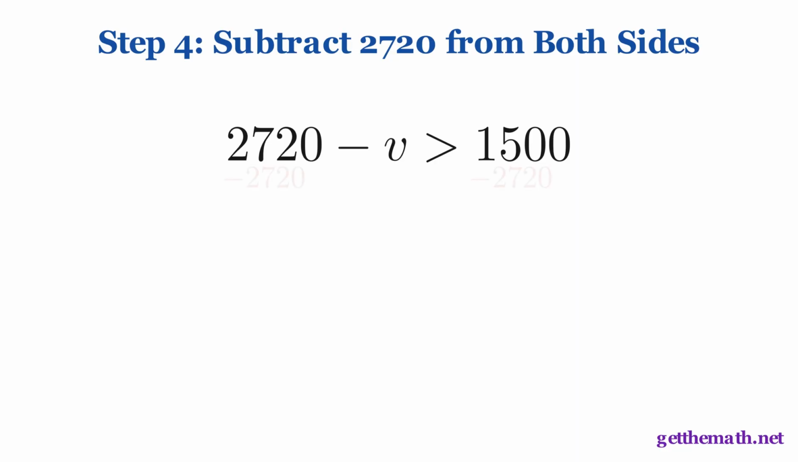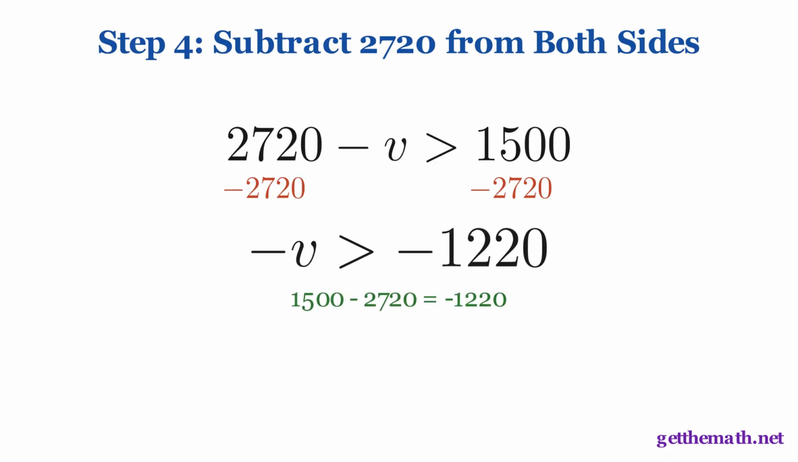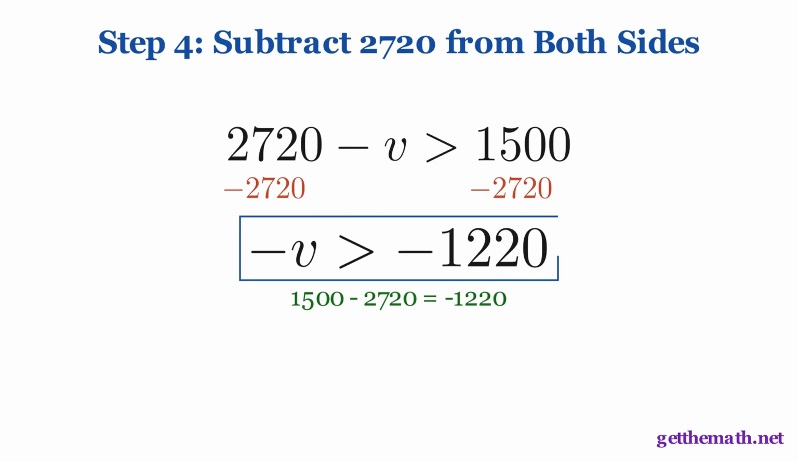Step 4. Subtract 2,720 from both sides. On the left, 2,720 minus 2,720 cancels, leaving negative V. On the right, 1,500 minus 2,720 equals negative 1,220. We now have negative V is greater than negative 1,220.